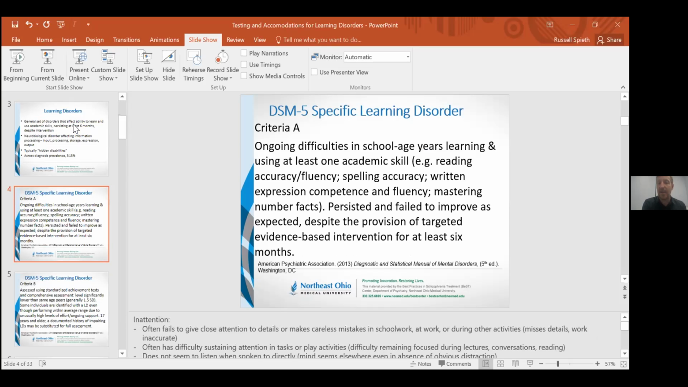I can go through the criteria pretty quickly, just the DSM-5 criteria. So it's ongoing difficulties in school-age years, typically in at least one academic skill: reading accuracy or fluency, spelling accuracy, written expression, competence and fluency, mastering number facts. And as I mentioned before, it's persisted and failed to improve as expected despite provision of a targeted evidence-based intervention. Again, that's one of the really hard pieces to determine.